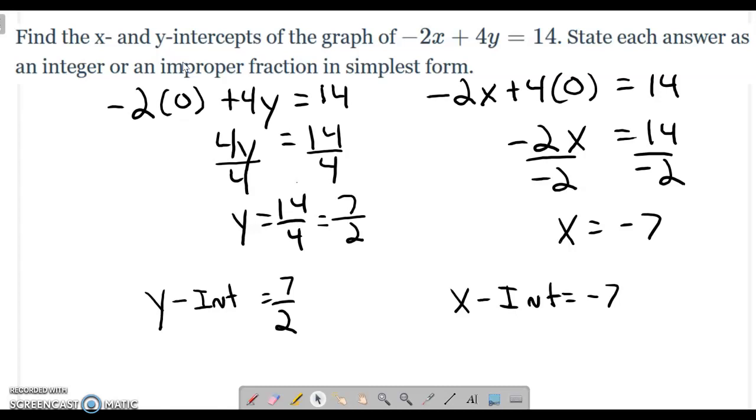And that's it. That is using a standard form function to find the x and y intercept.